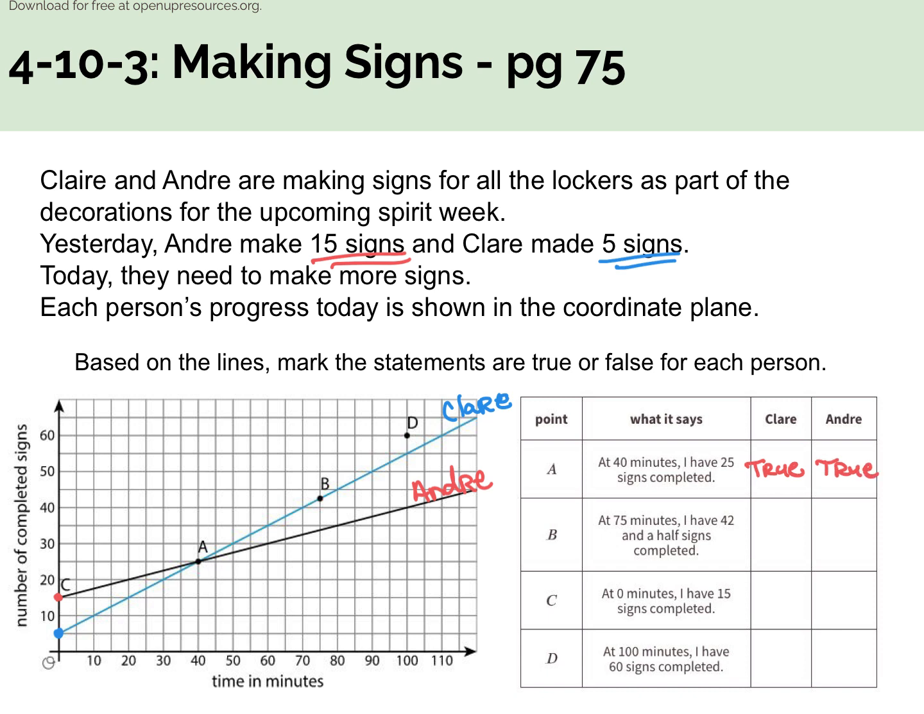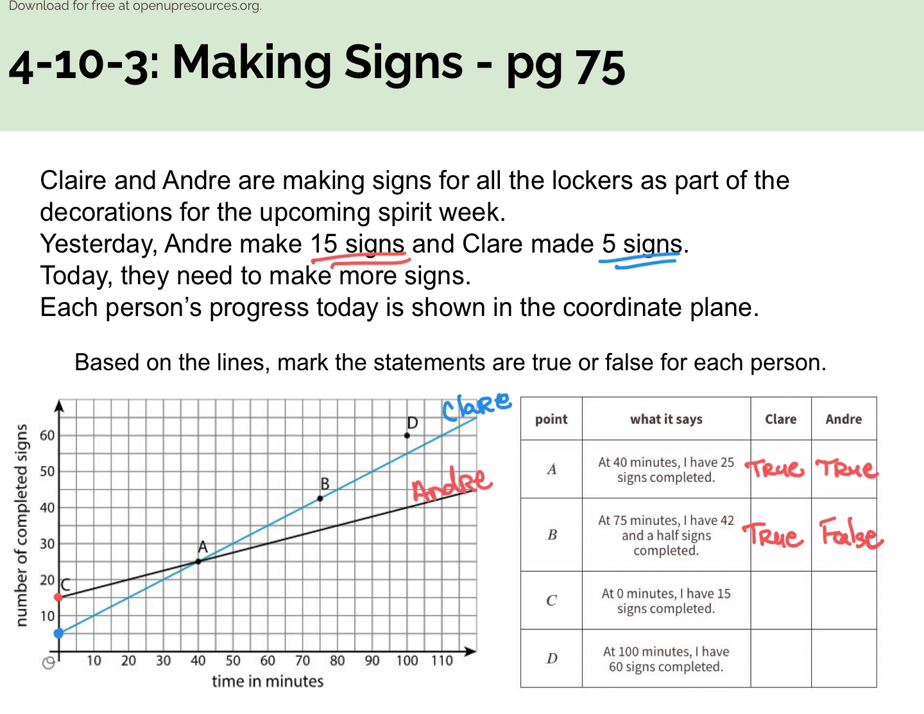Okay. Let's look at point B. It says at 75 minutes, I have 42 signs and a half sign. So 42 and a half. Okay. So 75, 42.5. Okay, so is that true for Claire? Yeah. Is that true for Andre? No. So it's going to be true and then false.